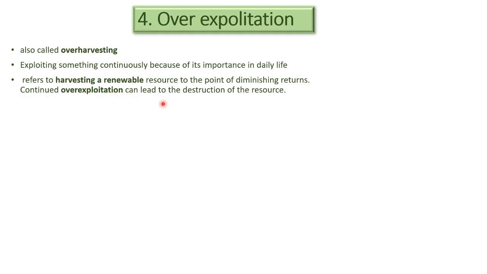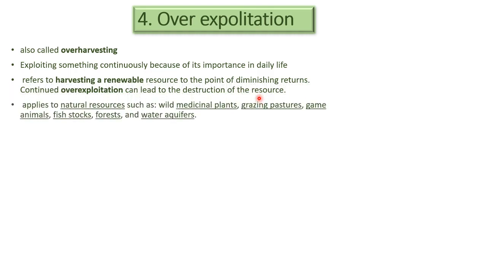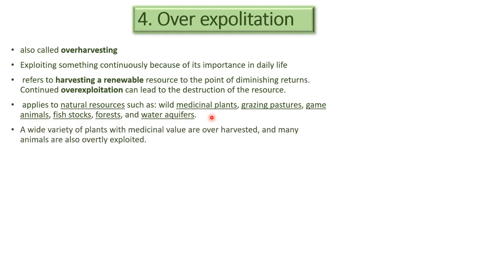Continued over-exploitation can lead to the destruction of the resource. So, what kind of natural resources are over-exploited? These are wild medicinal plants, grazing pastures, game animals, fish stocks, forests, and water aquifers. All of these are continuously exploited. A wide variety of medicinal plants are over-harvested along with many animals too.